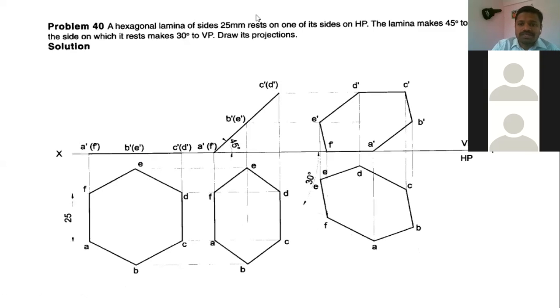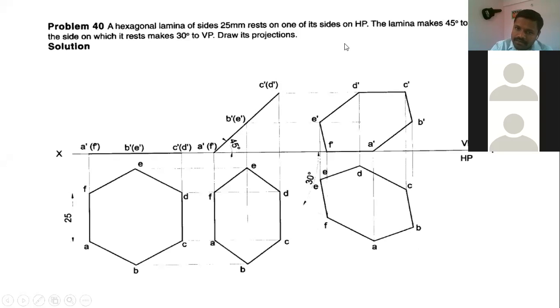Now we'll move to the second position. What does the second position say? It is the inclination of the same plane with respect to HP. Here it is given that the lamina makes 45 degrees to HP. It's very simple. Take the same edge, the same line of length. First, draw one line of very low thickness, making an angle of 45 degrees.